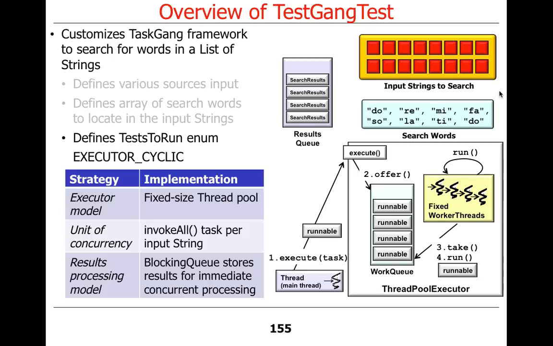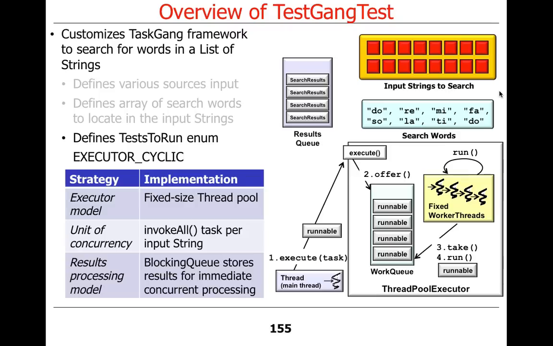The unit of concurrency here is a little different. It's kind of cool. We're going to put everything into a collection, and then we're going to call invokeAll on that collection. That'll go ahead and run everything in one fell swoop. It's going to take everything in that collection and run those things. It's not going to put the results anywhere; it's going to run them all. And it's also going to use a blocking queue that's going to store the things for immediate processing. All right, so that's the cyclic version.